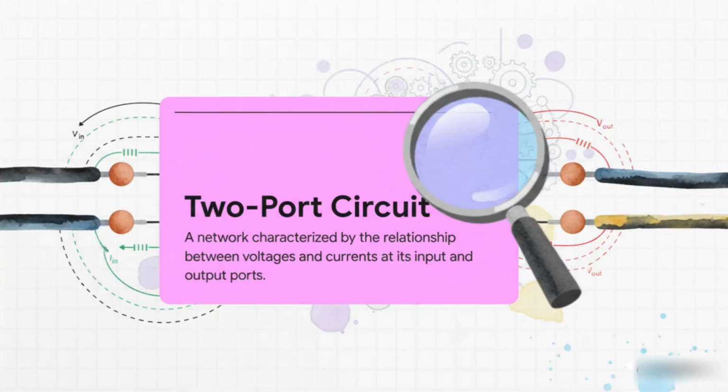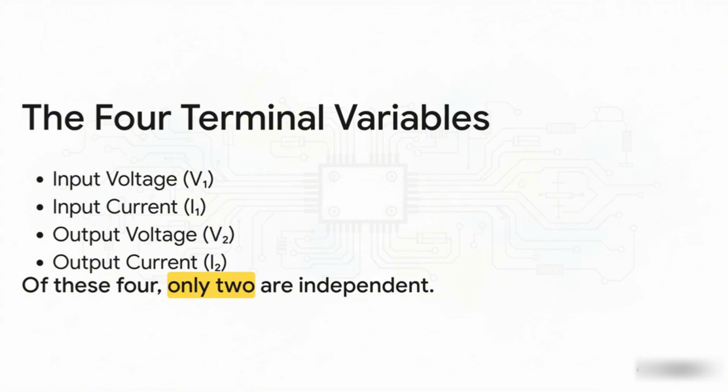So here's the formal definition. Really, a two-port circuit is just any network where we've decided we only care about the relationship between what goes in and what comes out. The guts of the circuit, we completely ignore them. All that matters is the behavior at these two ports, which are just pairs of terminals. Now, to describe everything this box does, we only need these four variables: the voltage and current at the input and the voltage and current at the output.